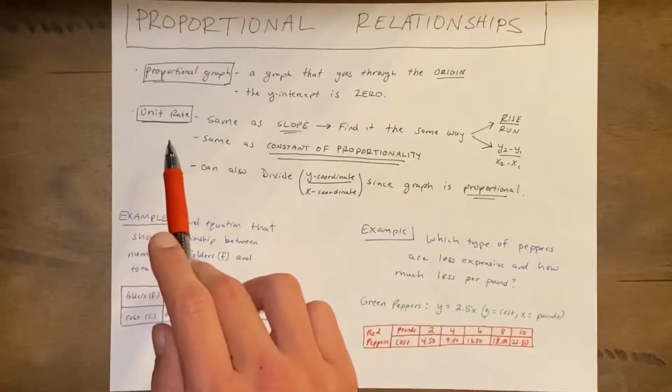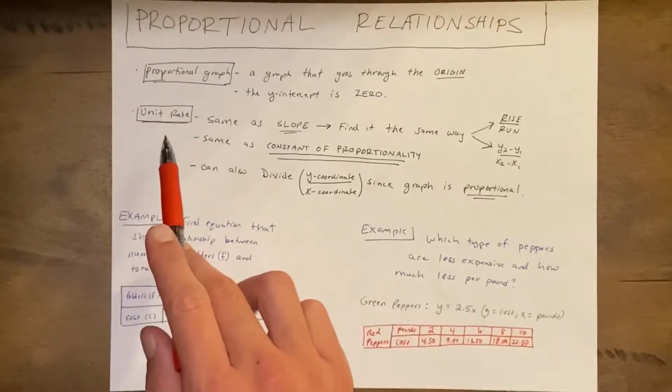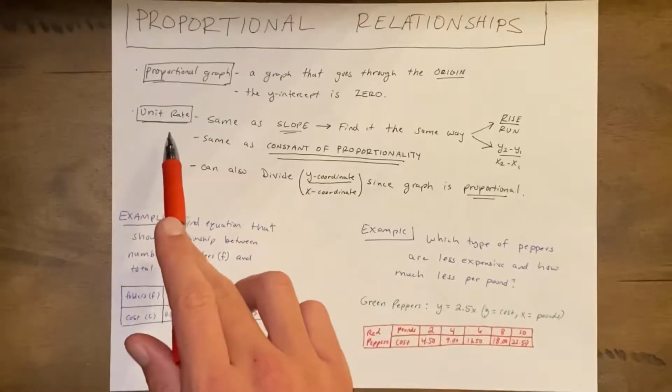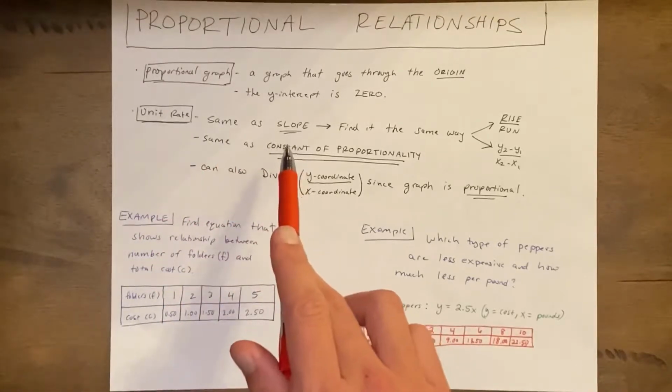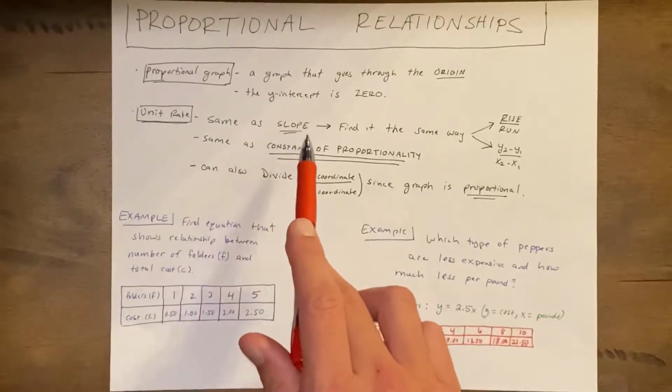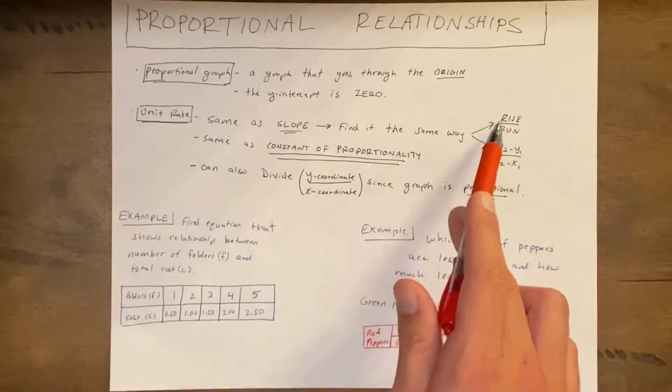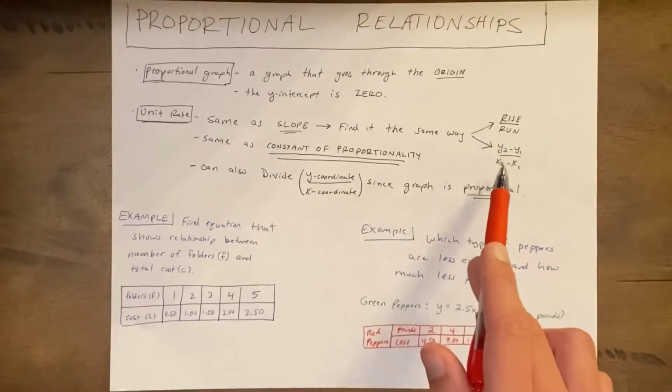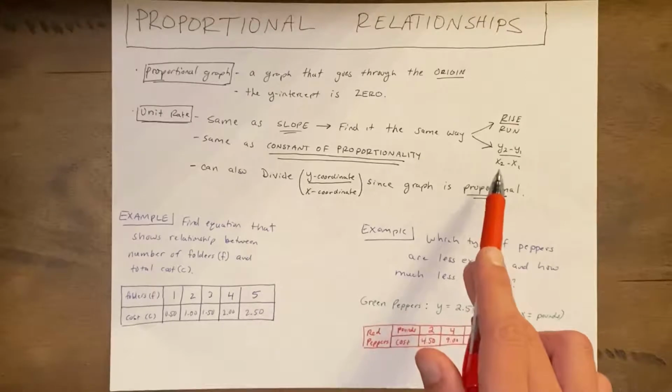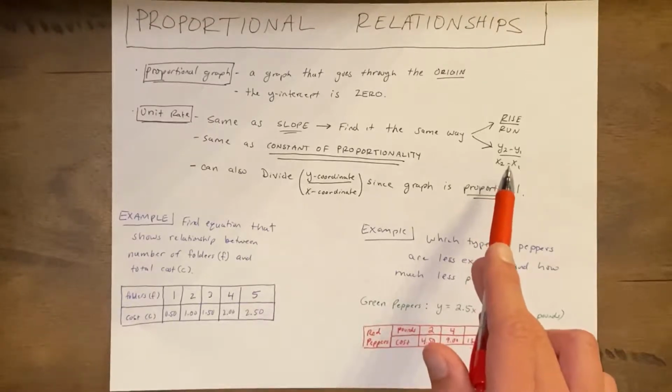Okay, we've talked about slope. We've talked about rate of change. Now we're going to throw in another word here, unit rate. It's the same as slope. It's the m in y equals mx plus b. We can find it the same way. We can do rise over run if we have a graph. We can do y2 minus y1 over x2 minus x1, the slope formula, if we have coordinates.